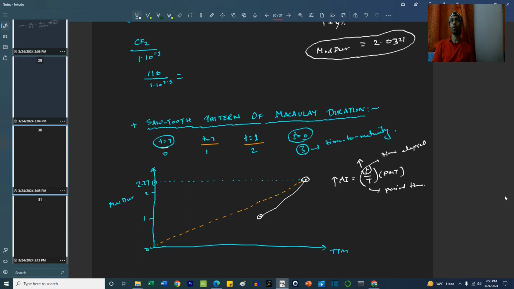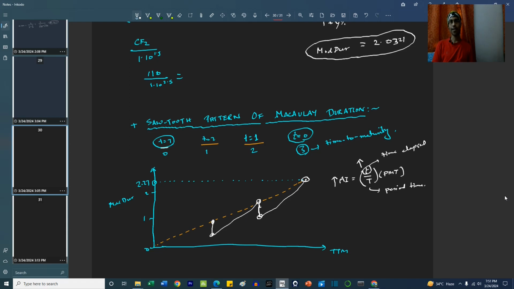The moment the cash flow is paid, for a single instance, the Macaulay duration jumps back and merges with the smooth line. But then again, the next period's interest is accruing, right? So there is again downward pressure here, till t is equal to 2. At t is equal to 2, again when the interest is paid, it merges with the smooth line.